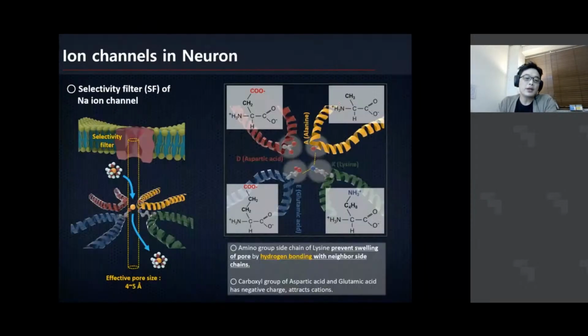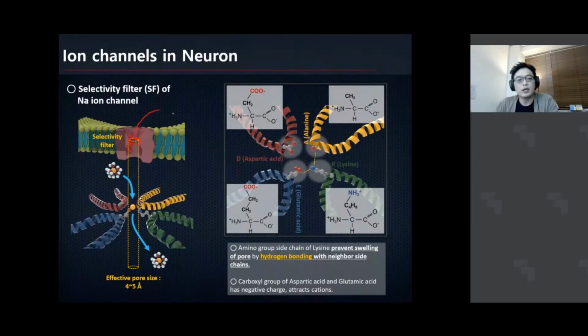Okay. So there are 3 requirements actually. One is your pore size. It should be very comparable to the size of a cation, which is 4 to 5 angstrom. And second, the surface of the wall should be charged negatively. That's how your cation is attracted.